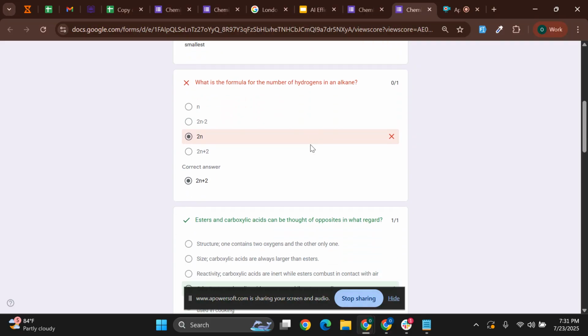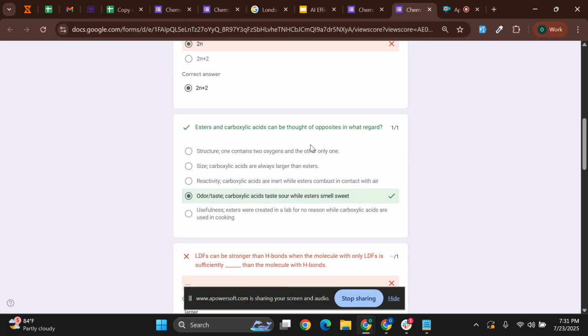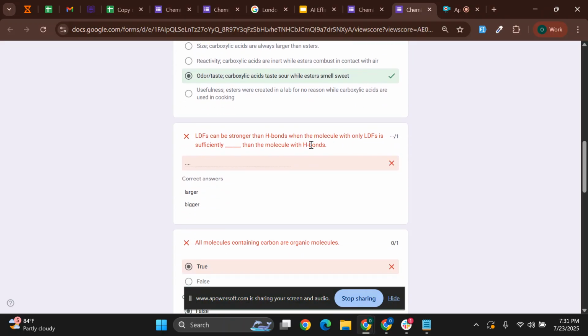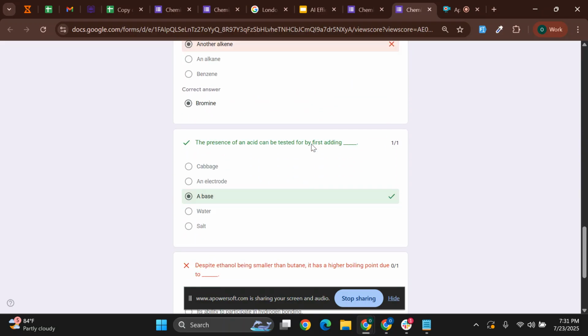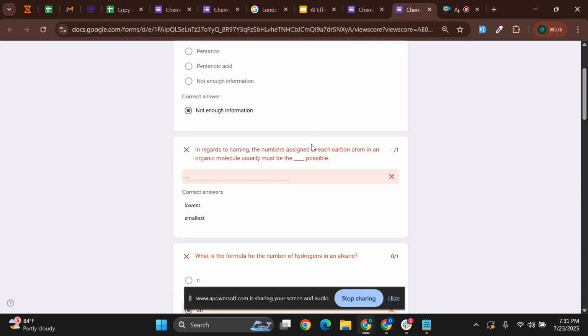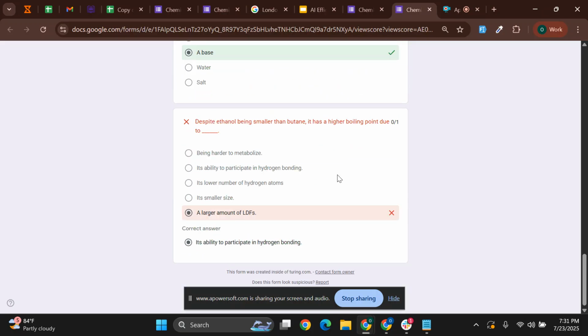Esters and carboxylic acids. LDFs can be stronger in larger or bigger molecules. So many of my answers are wrong. This is not good research, I guess.